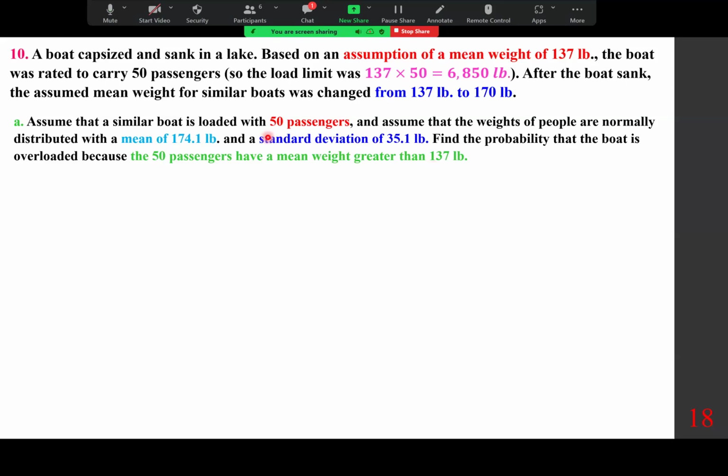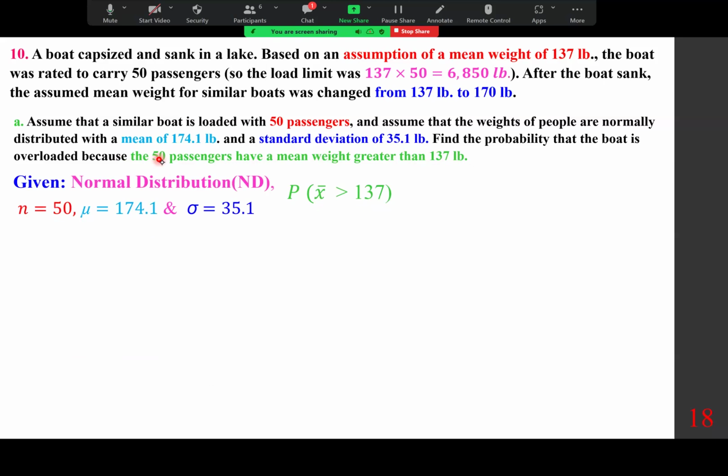We are dealing with normal distribution. N is 50. The mean, mu, written symbolically, is 174.1. Standard deviation, sigma, is 35.1 because it pertains to the population. And for this one, remember, N is 50. So the probability of X bar larger than 137, that's what we are calculating.